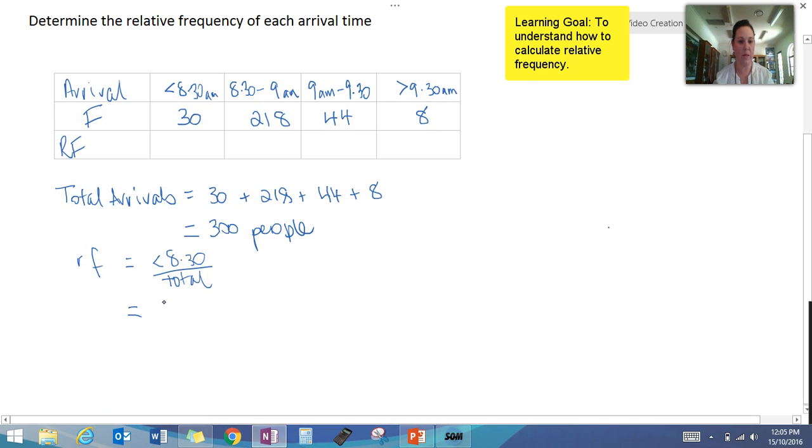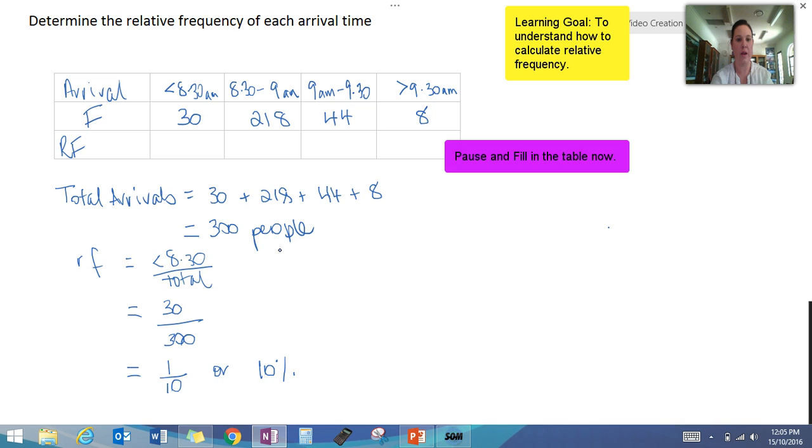So for this one I'm going to have 30 over 300, and I can simplify that in my calculator using my fraction button. And if I do that, I'm going to get an answer of 1 over 10. Now, sometimes we represent relative frequency as fractions, or we can represent them as a percentage, and 1 over 10 would be 10%. Okay, so I'm going to fill in the rest of the table now. How about you have a go at the same time? So pause the video here.